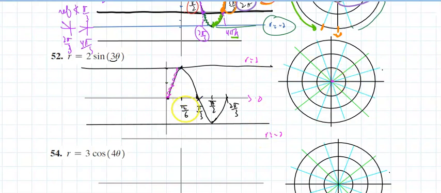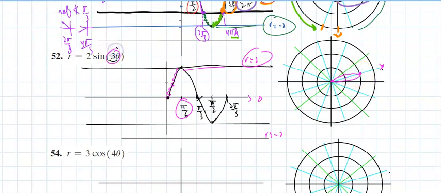Increases. By the time I hit pi over 6, I am at 2. Pi over 6 is right there, and 2 is right there. I'm done. That's all I need. And the reason for that is all of these graphs are symmetric. All of them. Which means it's going to take pi over 6 to come back.